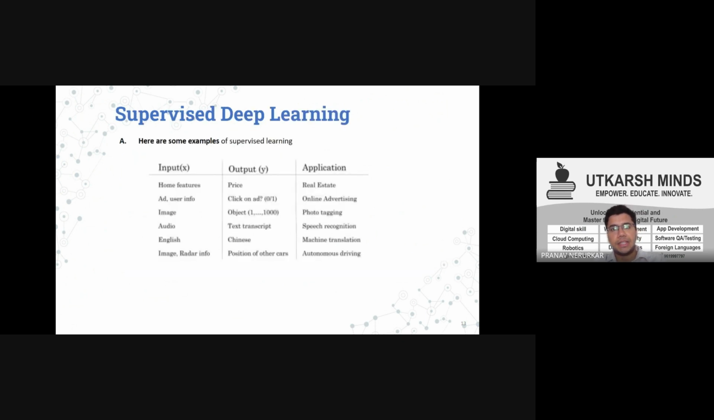Many fields use data science. For example, in the real estate field, we have house price prediction. In online advertising, we have ad recommendations. Photo tagging is identifying a person in an image. There is speech recognition, machine translation, or self-driving cars. Several such possibilities exist with the help of data science, AI, deep learning, and machine learning.